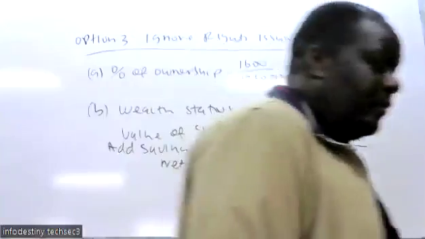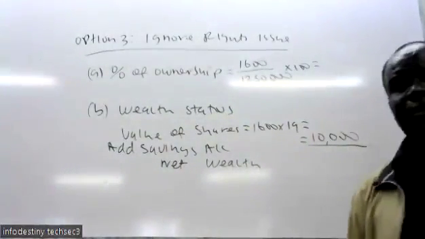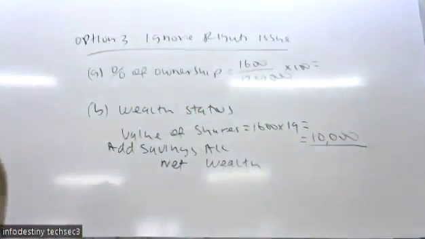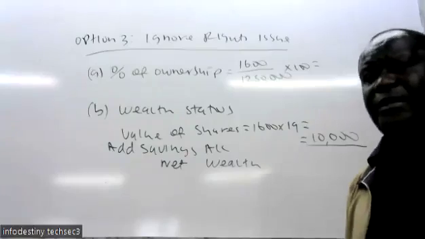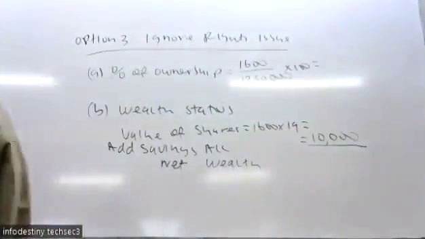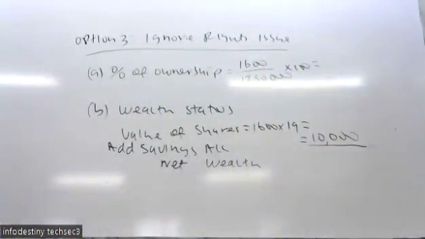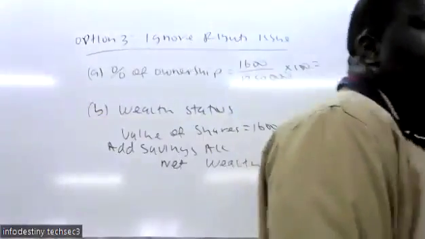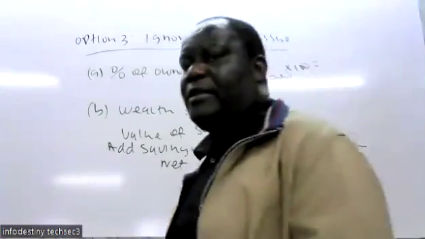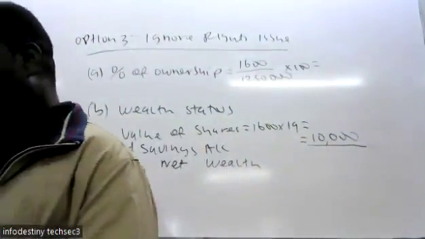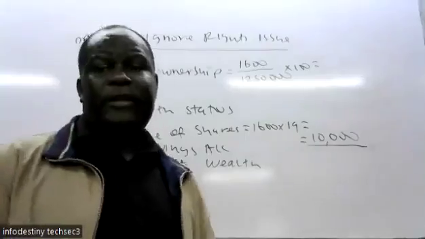So now we can make a conclusion by noting that if the shareholder exercises the rights issue or sells the rights, his wealth status will remain the same as before the rights issue.